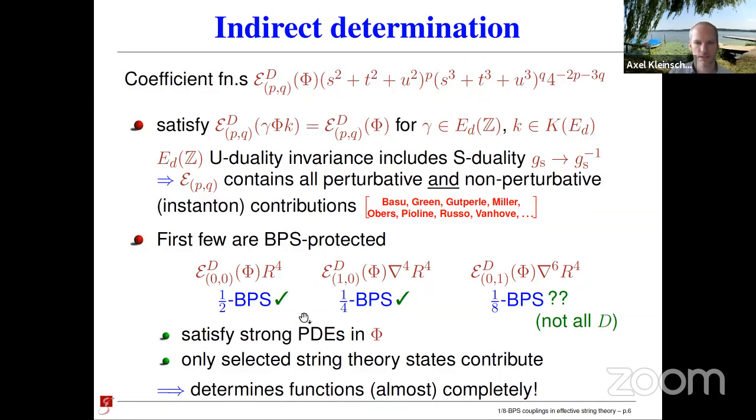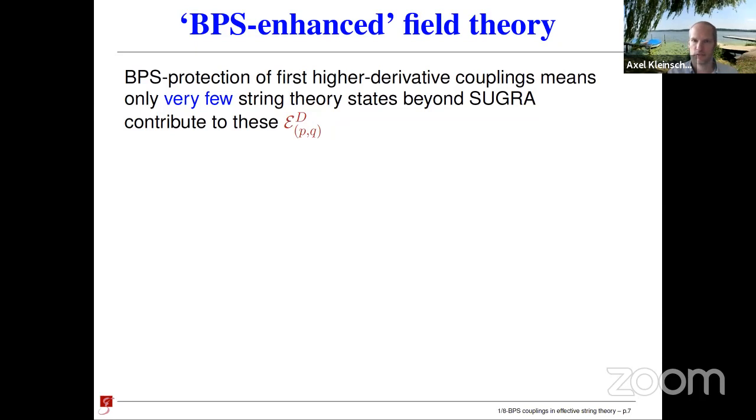I want to describe a slightly different way of doing this, which exploits more heavily the fact that here you have this very particular set of states that can only contribute. This is something that I would refer to as BPS enhanced field theory. The fact that these couplings are protected means that you don't have to study all of string theory if you want to understand these couplings. You only have to look at very specific string states with a certain remaining supersymmetry. And this means you can actually do a calculation not in string theory, but in field theory, which includes these additional states. So this is why I call it BPS enhanced field theory. It's not only supergravity, but supergravity embellished with very specific BPS states.